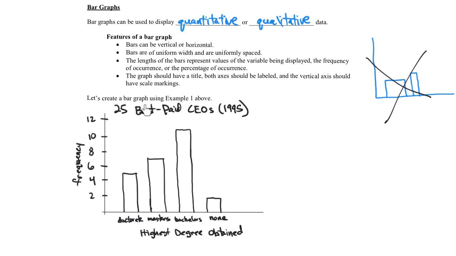And like I said, some of you may have put the highest degree obtained up here. You may have put in your title, highest degree obtained by 25 best paid CEOs, 1995. So you can put that up there too, as long as when somebody looks here, it's easy for them to interpret, right? And so that we're making a picture of our data that is easy to understand.